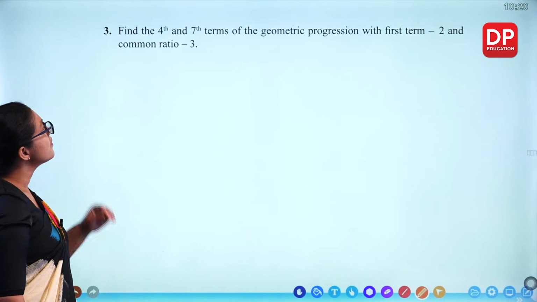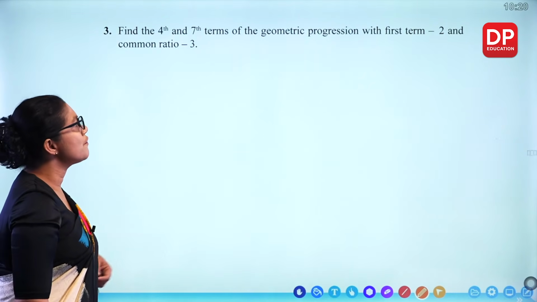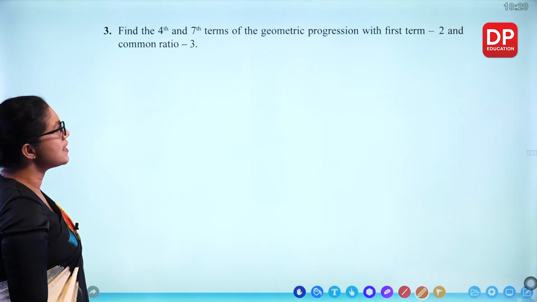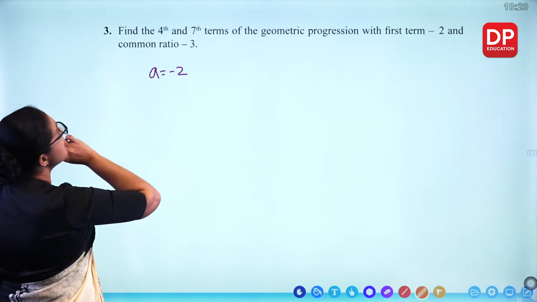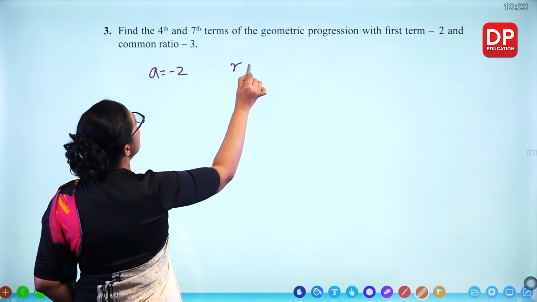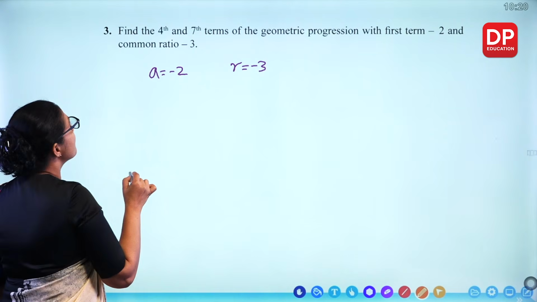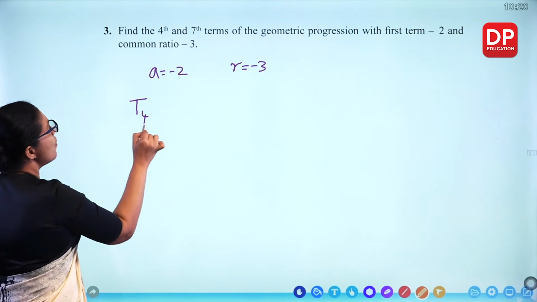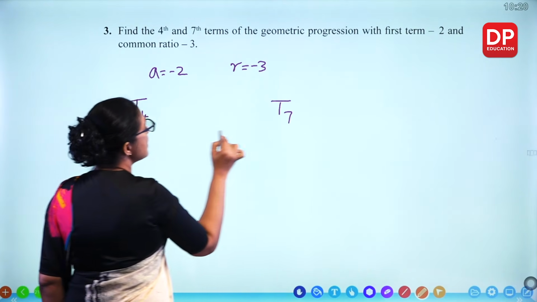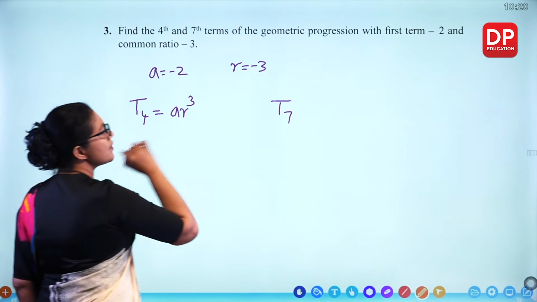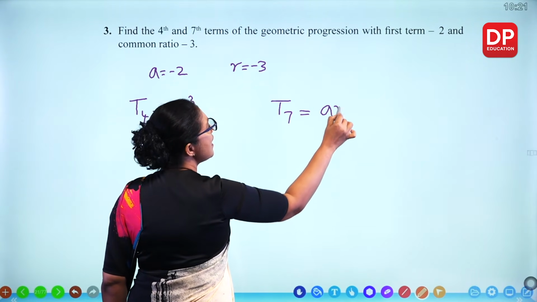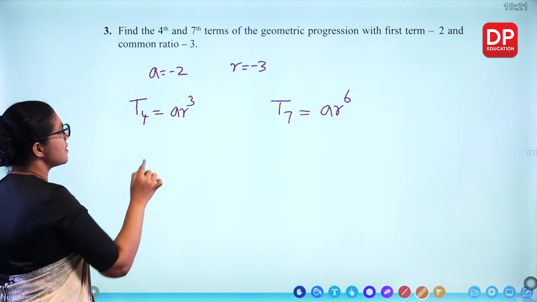Question number 3. Find the fourth and seventh terms of the geometric progression with first term minus 2 and the common ratio minus 3. T4 and T7. What is T4? AR to the power 3. What is T7? AR to the power 6.